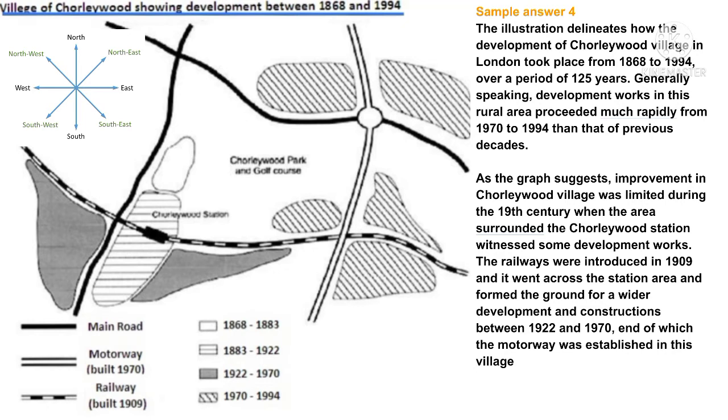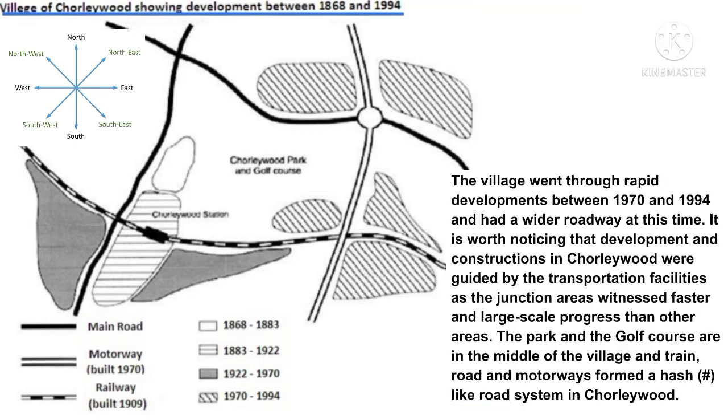Improvement in Chorleywood village was limited during the 19th century when the area surrounding the Chorleywood station witnessed some development works. The railways were introduced in 1909 and it went across the station area and formed the ground for a wider development and constructions between 1922 and 1970, at the end of which the motorway was established in this village. The village went through rapid developments between 1970 and 1994 and had a wider roadway at this time.